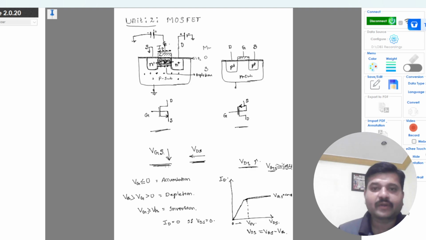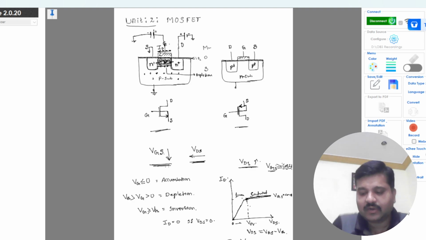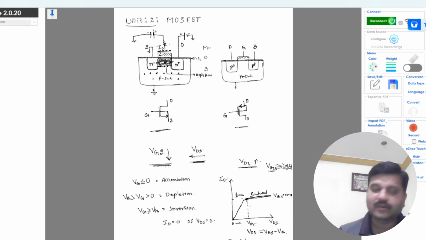Now to determine these IV characteristics, we will come across the current equation corresponding to this linear region and the saturation region. You will see how this current saturates after this overdrive voltage and becomes independent of VDS. That means even if you vary VDS, ID will remain constant. So we will look into these IV characteristics, that is, the derivation of the drain current corresponding to different regions of operation, in the next class.